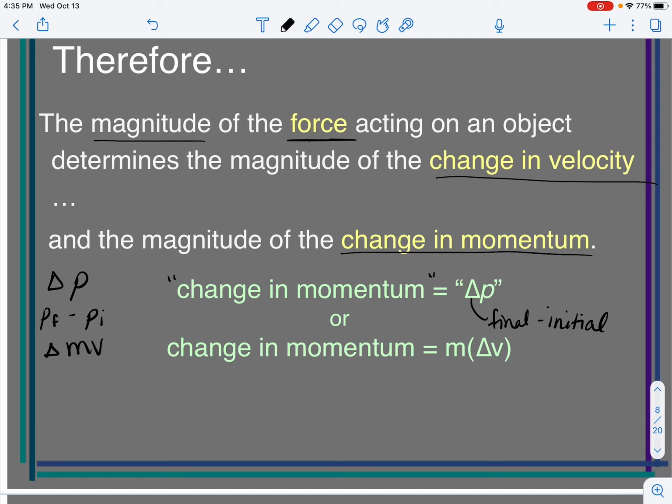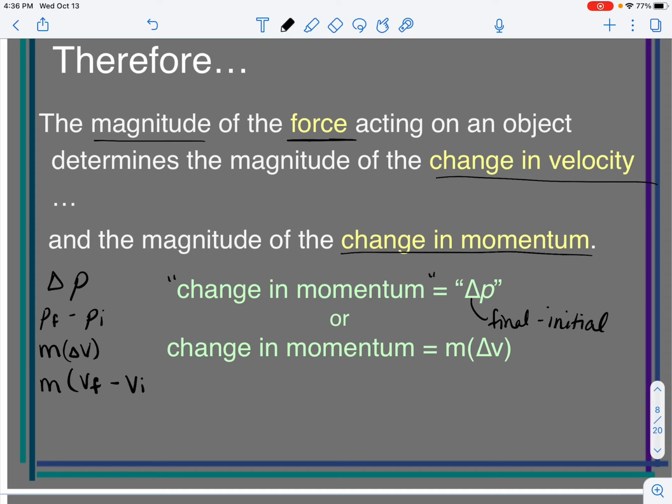But for today's conversation, I want to remind us that in these situations, at least for right now, the mass of my object is not changing. It is a single object that has experienced a change in its momentum because the velocity changed. So I'm going to rewrite this expression as mass times the change in velocity, because it's the velocity that's going to change. And just like we said before, change of anything is always final minus initial.